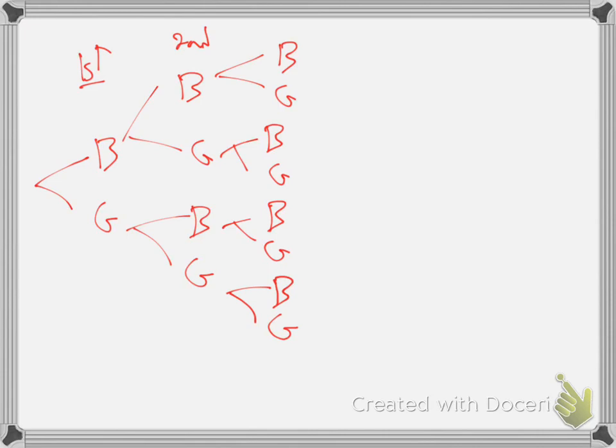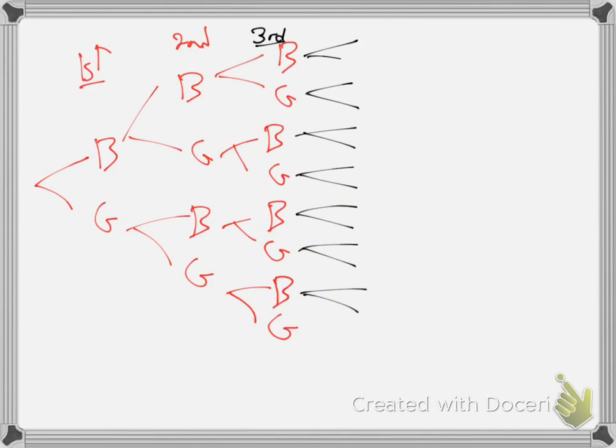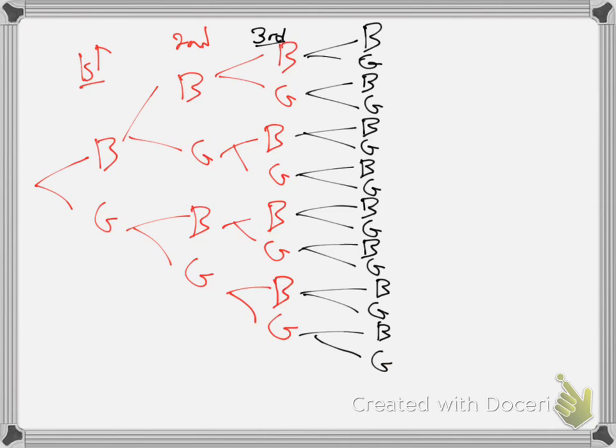And finally, fourth child. This is third. Third, and then fourth. And you got to have enough room where you just can't see it. Boy, girl. Boy, girl. You got to write a little neater than I do. Boy, girl. Boy, girl. Boy, girl. Boy, girl. All right. So now, what are all the results? Here's halfway. So this is boy, boy, boy, boy. So just follow the tree to the end.